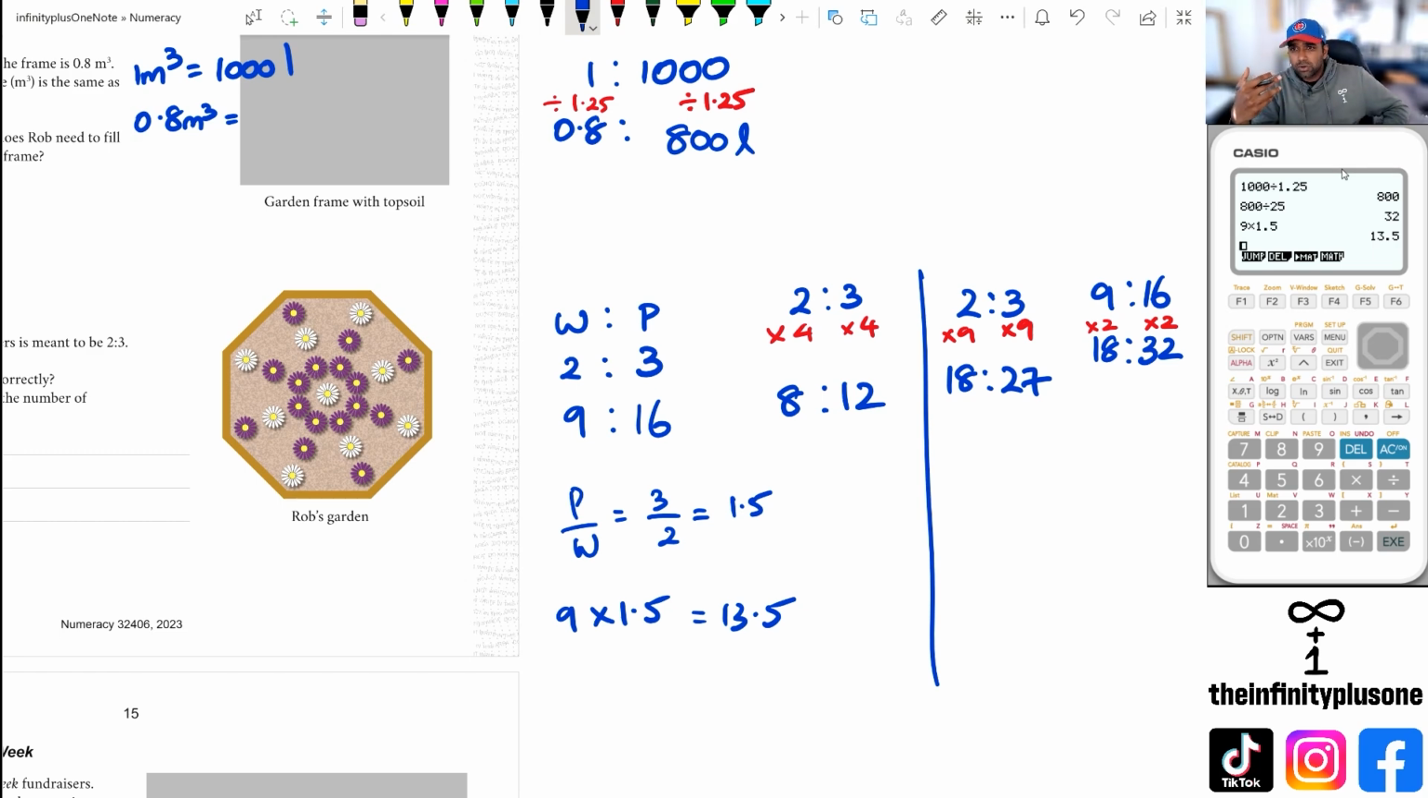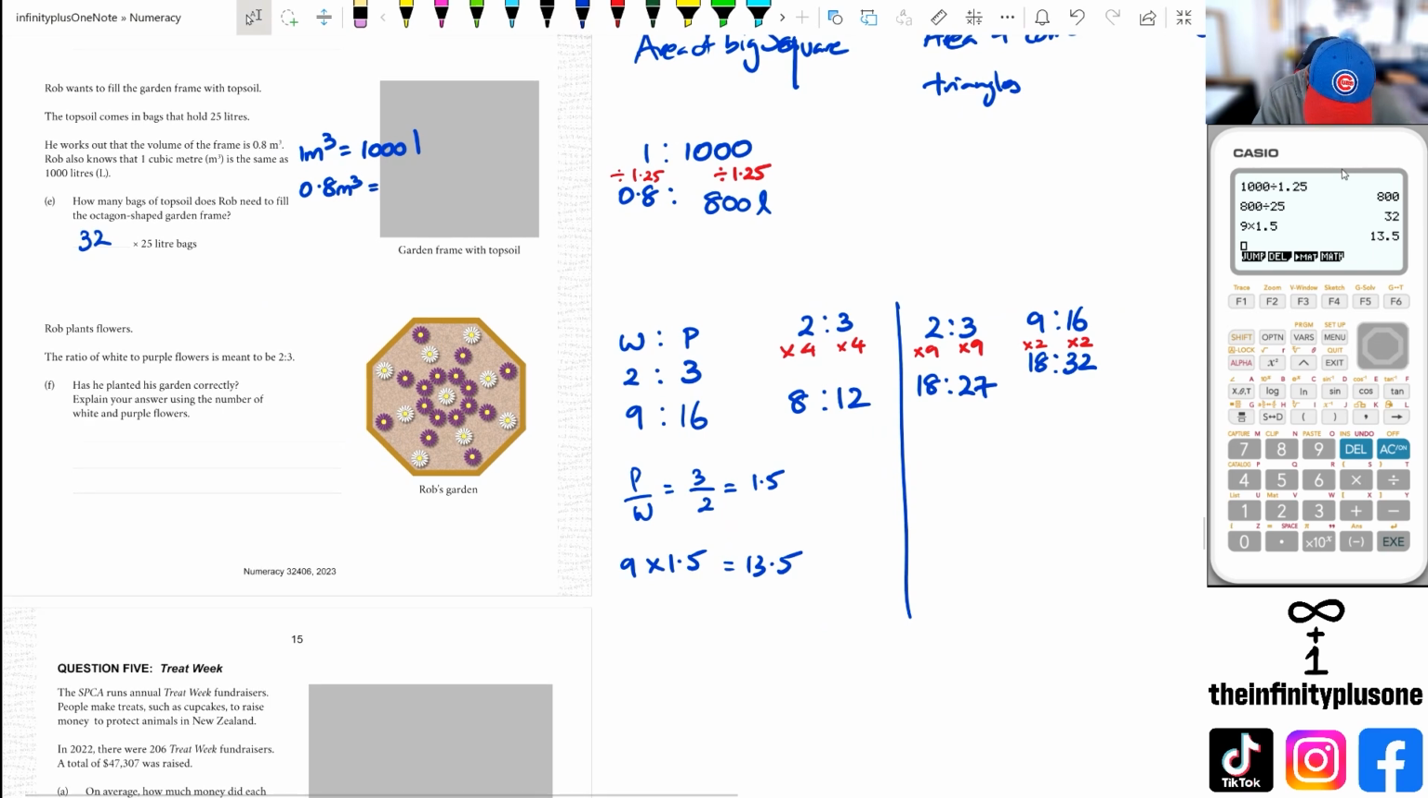So according to his original 2 to 3 ratio, if he has 18 white flowers, he should have 27 purple flowers. But the one that is currently planted, he's actually got more than that particular ratio, and therefore he is incorrect. So a lot of different reasons you could use for this, but ultimately we're just looking for one of those reasons. And folks, that's basically question 4.